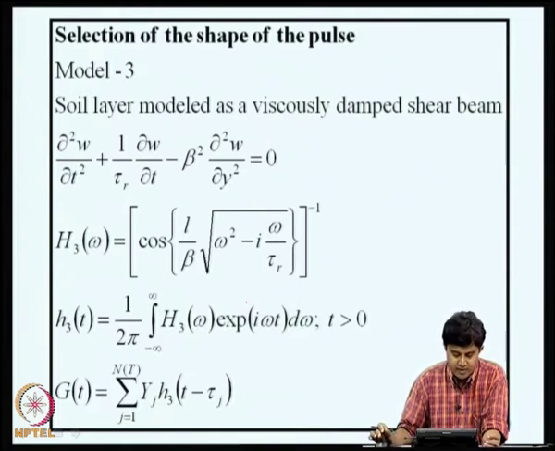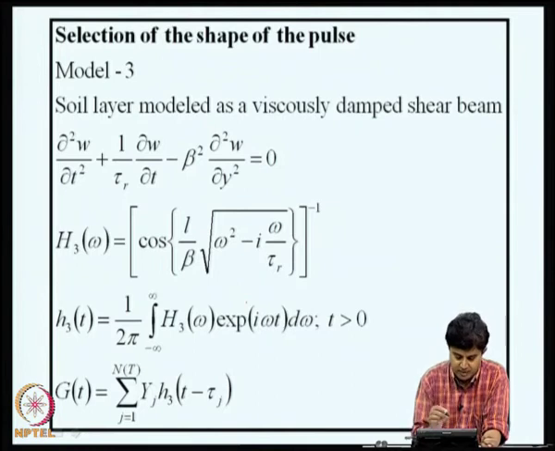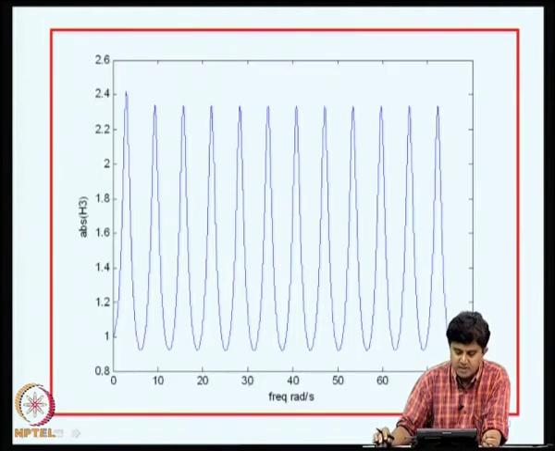Now, we can extend this argument, and the analysis that I showed just now was for hysteretic damping. Now, we can use viscously damped shear beam model. Again, we get H3 of omega to be this, this is a transfer function, and the Fourier transform of this is given by this, and we can substitute that and get this model. Now, this transfer function has this appearance. In this model, the modal bandwidths will be equal for all modes, and if the damping property is like this, we could use this model.